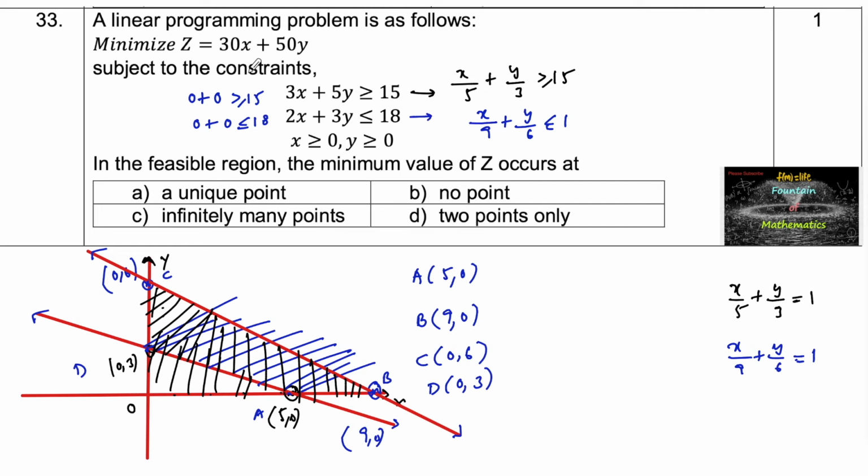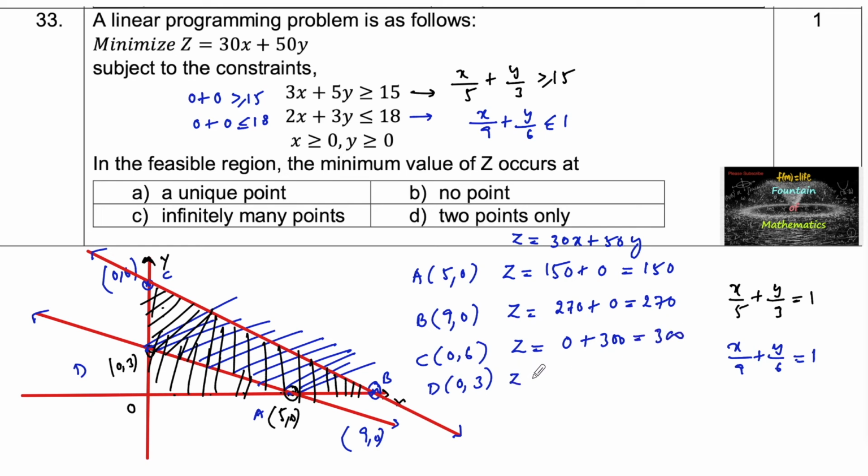For the objective function, the optimal solution is obtained at the corner points only, for the bounded feasible region of the vertices. So let us substitute. Since z is equal to 30x plus 50y, Z is equal to 30 into 5, 150, plus 50 into 0, 0, which is equal to 150. Next for (9, 0), 30 into 9, 270, plus 50 into 0, 0, that is 270. And for the third point, C (0, 6), 30 into 0, 0, plus 50 into 6, 300.